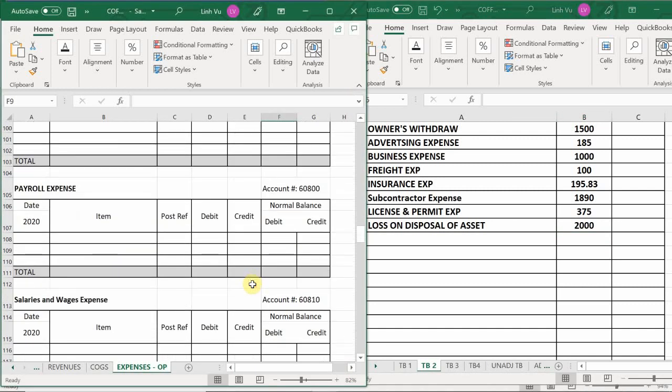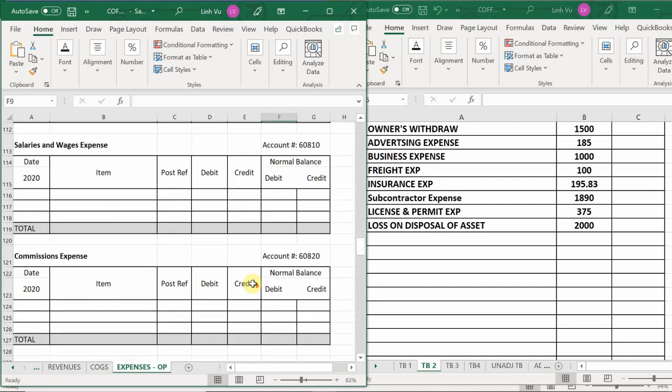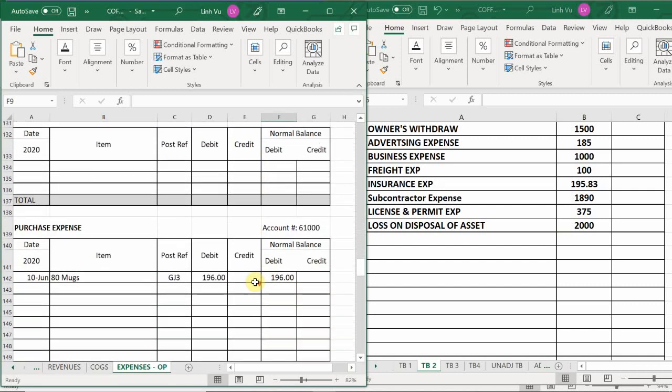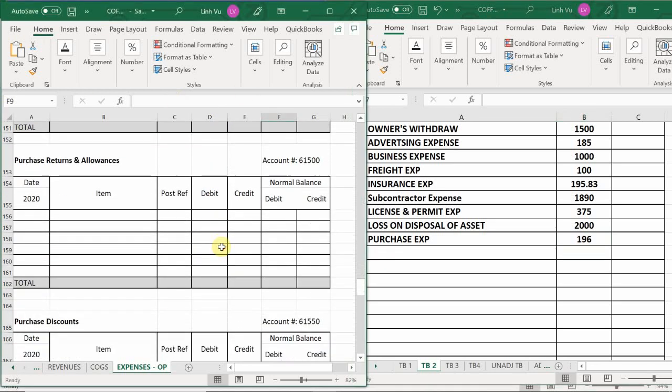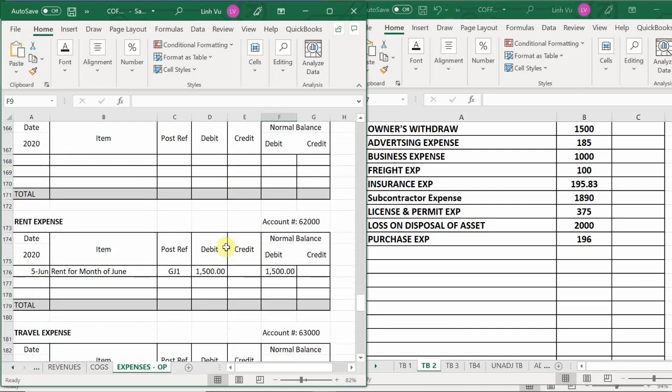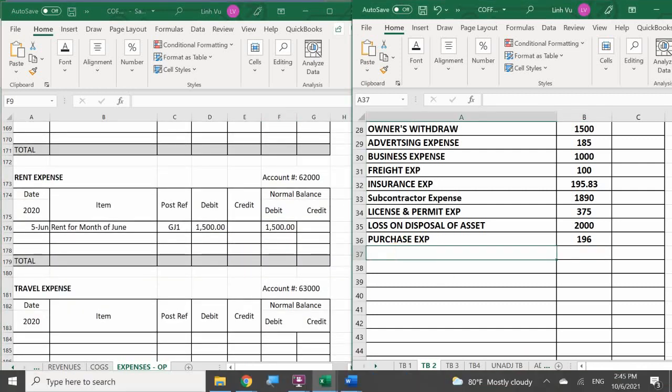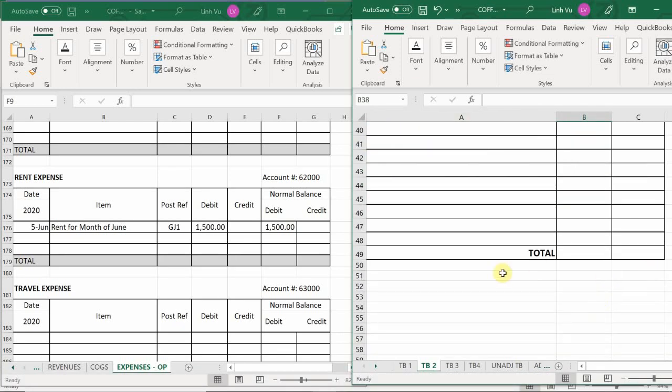No office supplies, no payroll expense. But what else do we have? Oh, we have a purchase expense. Purchase expense for the 196. Last but not least, we have rent expense. Rent expense for 1,500. Okay. And that's all. That's it.